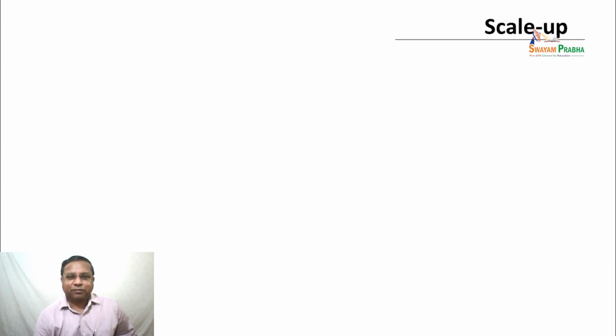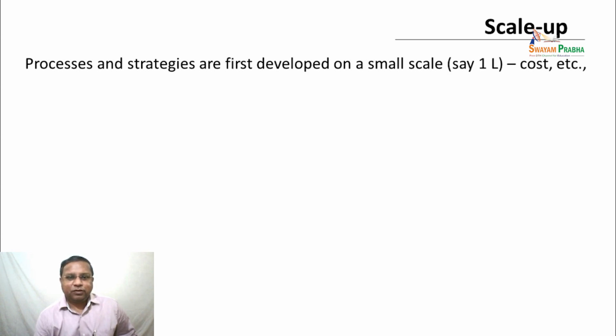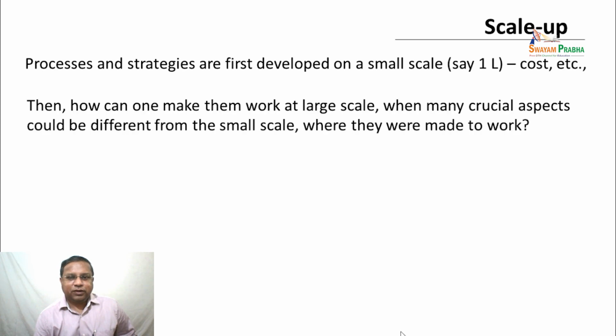We look at some aspects of those. They are of course developed at a small scale because of the cost. We don't even know whether the process is going to work. So to minimize costs involved, even medium is expensive, the processes are developed first at small scale. So how can one make them work at large scale when many crucial aspects could be different from the small scale, where they were demonstrated to work?